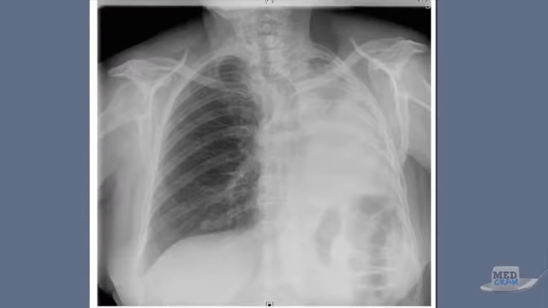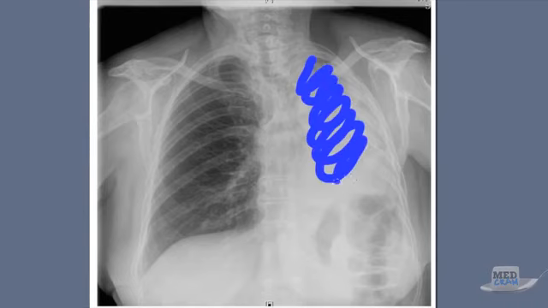And just for completeness, here is another example. Here we've got whiteout all over this side, and you can see very clearly here that the trachea is being pulled to that side, and therefore this is not a pleural effusion but rather atelectasis.